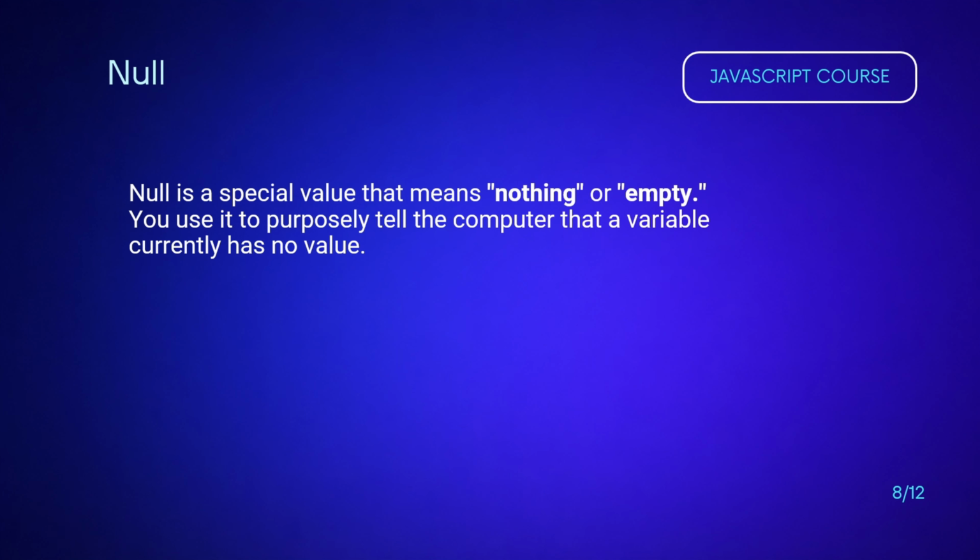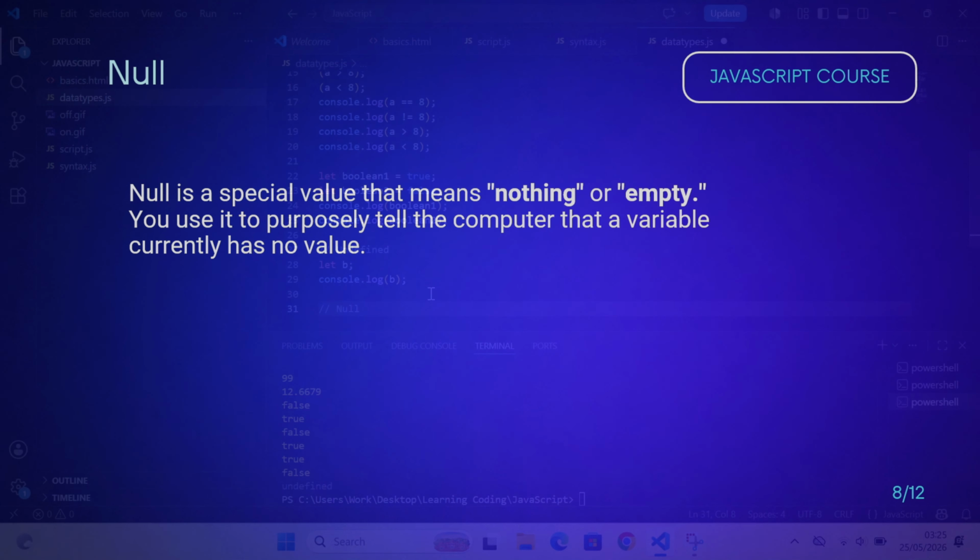Null. Null is a special value that means empty or nothing. Unlike undefined, null is usually assigned deliberately by the programmer. It tells JavaScript that this variable currently has no value. For example, a user profile picture may temporarily contain no image, so the value can be set to null. Null is important because it helps programmers intentionally represent emptiness in programs.